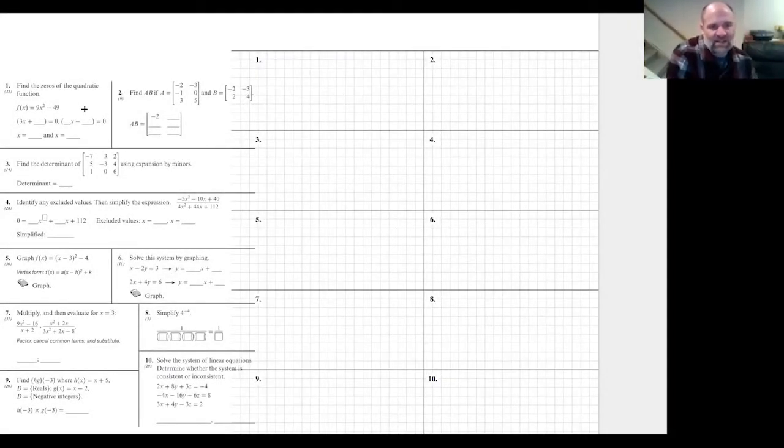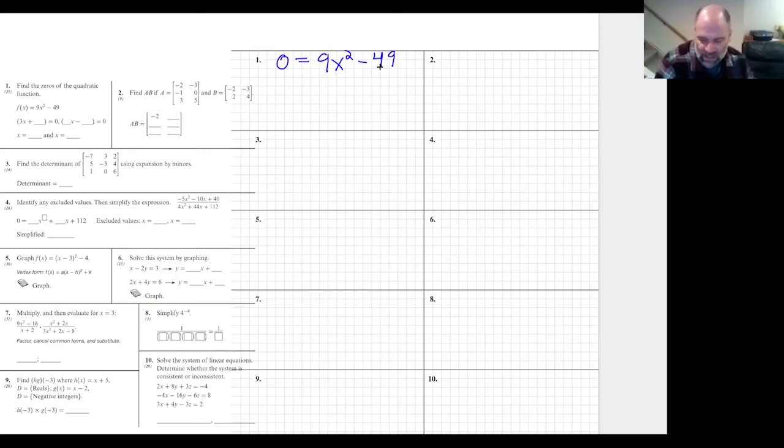So find the zeros of this quadratic function. Finding the zeros means just set it to 0. So I'm going to rewrite it like this: 0 equals 9x squared minus 49. Okay, and so we're going to solve this quadratic equation by factoring.